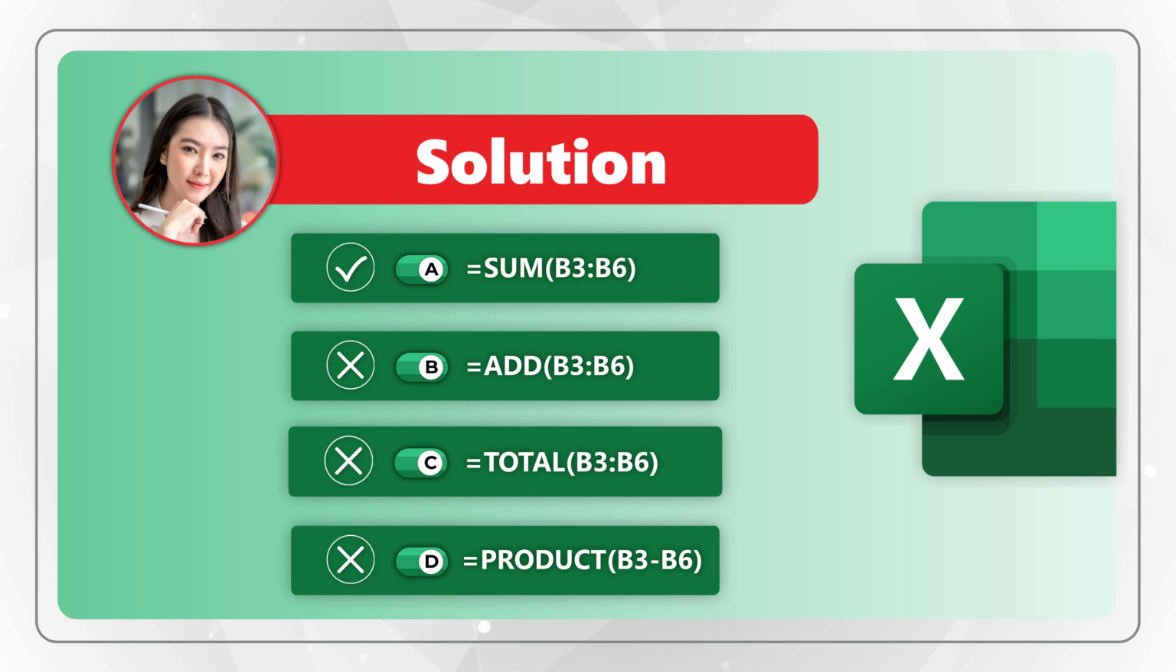choices. Choice A: equals SUM, and then in parentheses B3 through B6. Choice B: equals ADD, and then in parentheses B3 through B6. Choice C: equals TOTAL, and then in parentheses B3 through B6. And last but not least, choice D: equals PRODUCT, and then in parentheses B3 minus B6. Do you know the answer?